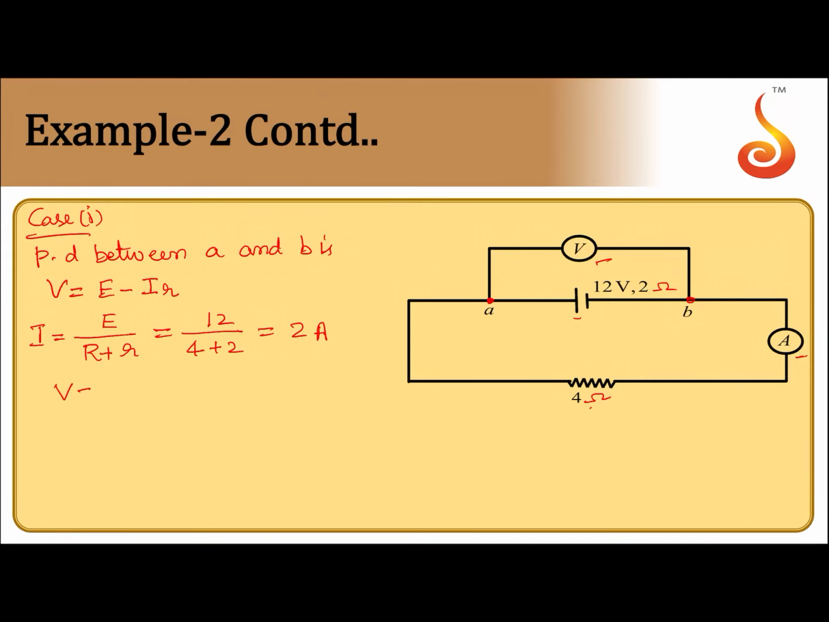So potential difference between A and B, V is equal to E minus Ir. E is 12 minus I is 2, r is also 2. So potential difference V is equal to 12 minus 4, that is 8 volt. So when voltmeter is connected across the cell, voltmeter reading is 8 volt, ammeter reading is 2 ampere. So this is the first case.